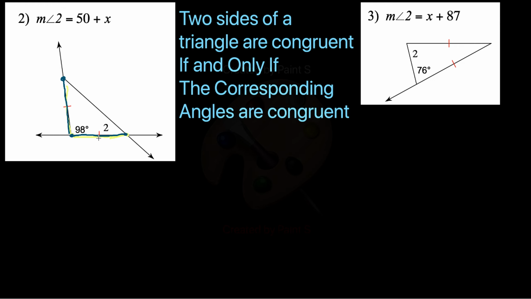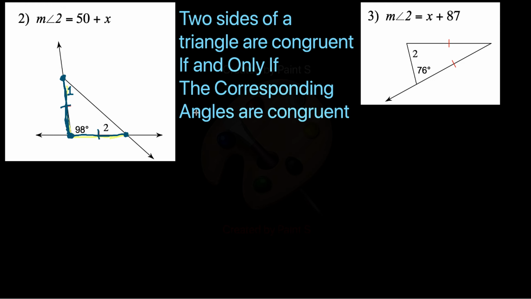Let's see what's congruent. This is angle 2. Let's call this angle 1, and then this 98 degrees angle 3. So this side here is congruent to this side here. Then their corresponding angles are congruent. So what's the angle that corresponds with this side? Well, that's angle 1. We've got to be able to see that the angle that corresponds to this side is angle 1, and what's the angle that corresponds to this side? We've got to be able to see that as angle 2.